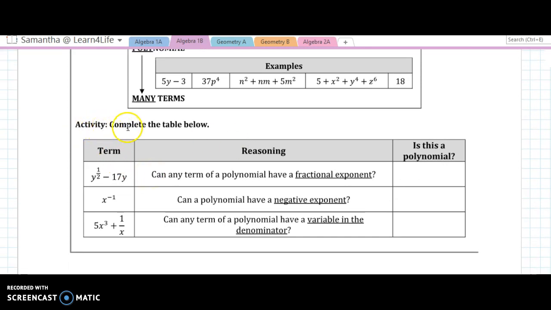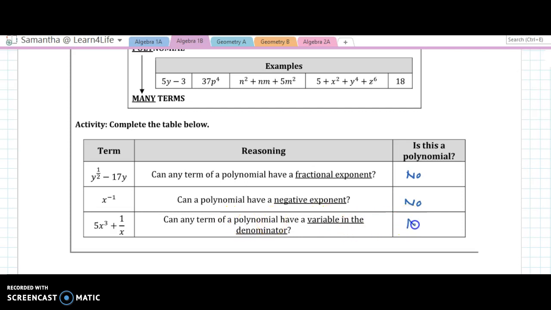So activity, complete the table below. For the term y to the 1/2 minus 17y, can any term of a polynomial have a fractional exponent? No, it can't. So we'd say that this isn't a polynomial. Can a polynomial have a negative exponent? No. Can any term of a polynomial have a variable in the denominator? No.